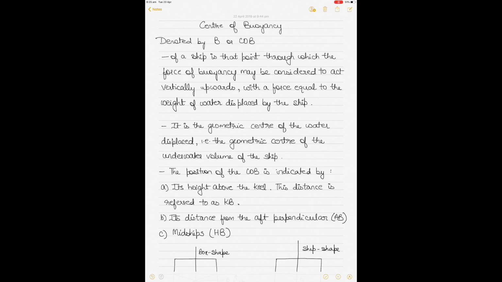Hi guys, this is video 7 in the series of ship stability, and today we'll be talking about the center of buoyancy, which is denoted by the capital letter B or the acronym COB. In the previous videos we've been talking about the center of gravity, and I'll provide you with the link of that video as well. But today's video is focusing only on the center of buoyancy, denoted by B or COB, where COB stands for center of buoyancy.